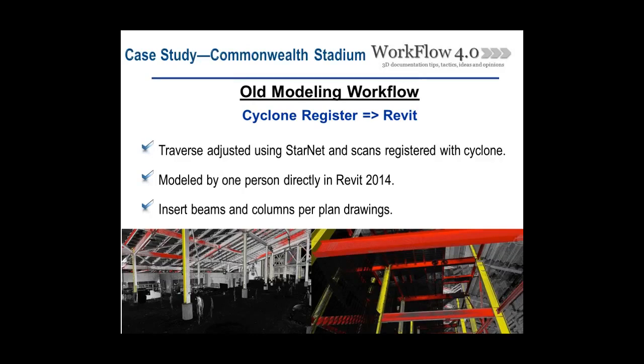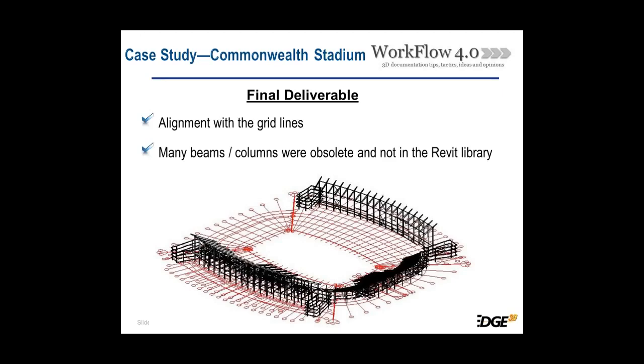Originally, the modeling was done by one person directly in Revit, like I stated before, and we were inserting beams and columns per the plan drawings as long as they were matching the measurements that we took. As we got into this, though, we noticed that there were steel beams where they originally weren't supposed to have steel beams, and then there were beams that they showed on the plans that weren't there at all either.